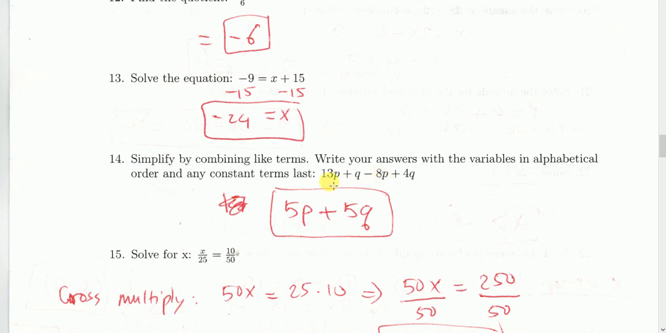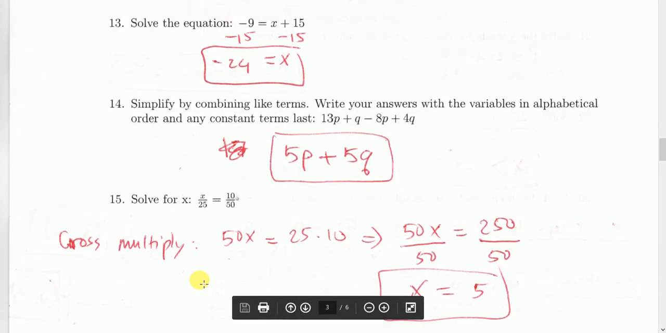So 13 minus 8 gives you 5p. And then for q, this is 4q, this is q. So 4q and 1q is 5q. So 5p plus 5q is the final answer. Very easy.